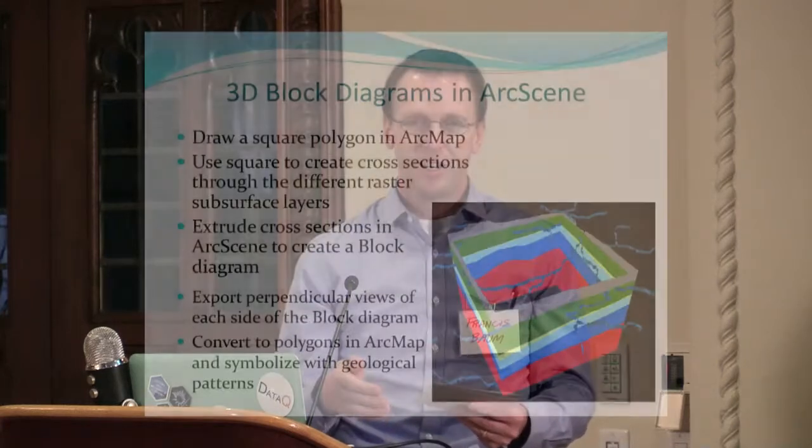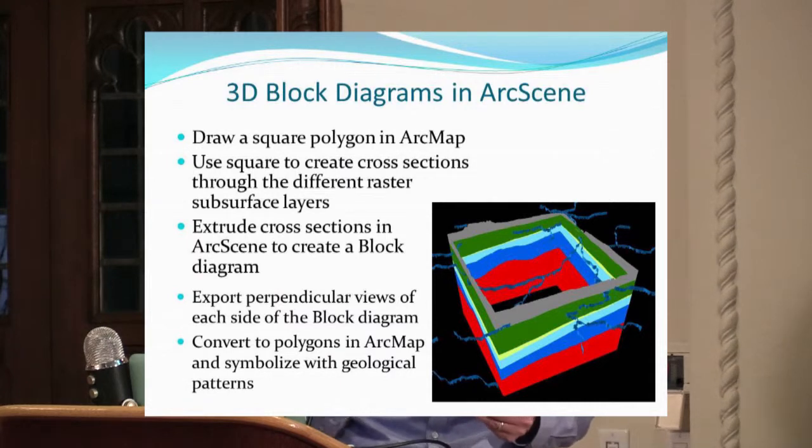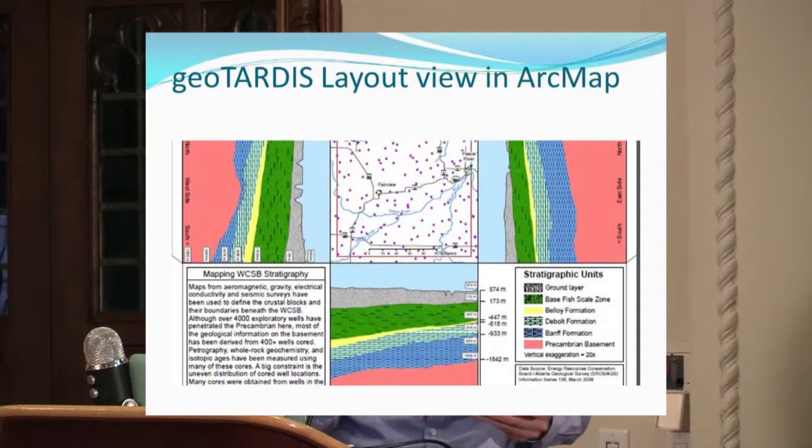To create the sides of the 3D box map, I used a block diagram of the formation layers. And this is just 4 cross-sections through the underground layers that create a 3D square. Then in ArcScene, I set the view to look perpendicularly at each side of the block diagram, and I exported that view to an image file. Then I brought that image file into ArcMap and converted it to polygons so I could symbolize it with geological patterns.